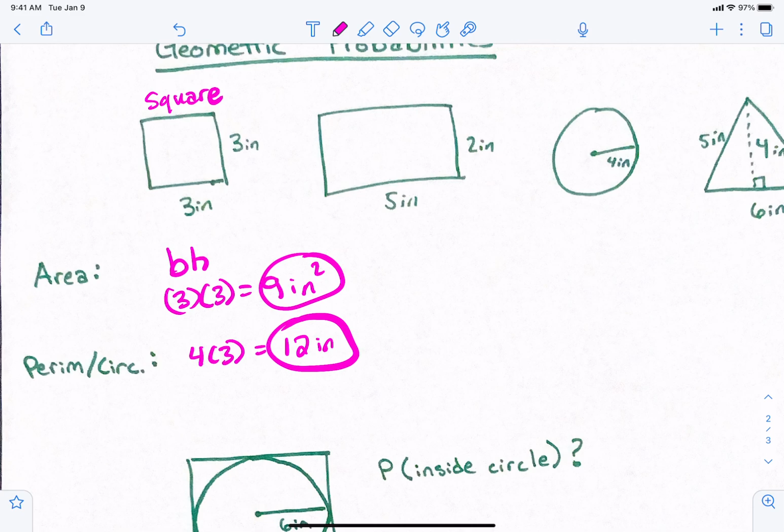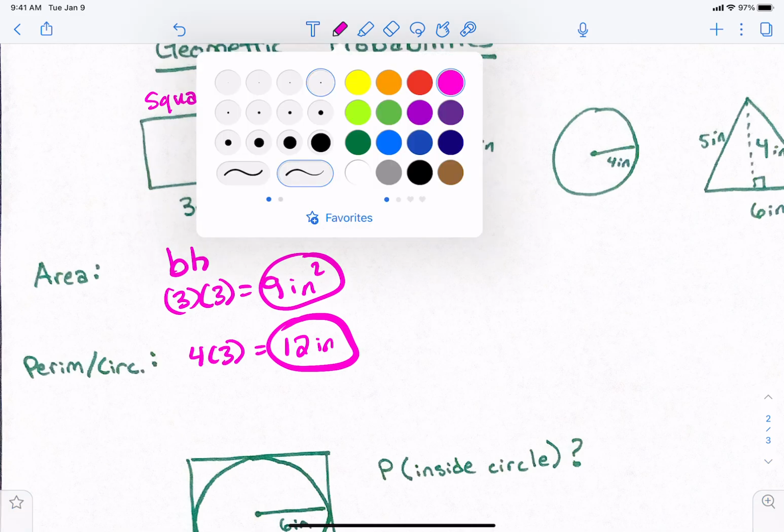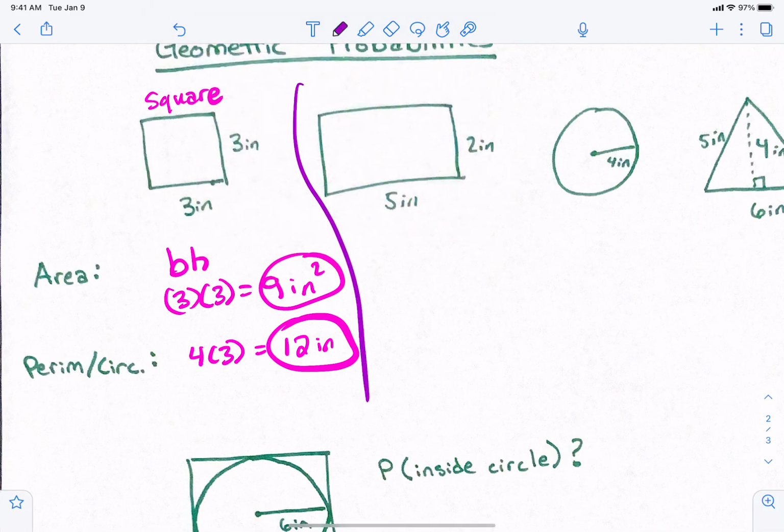Yeah? Okay. This guy is a rectangle. I'm going through this kind of fast. Are we doing okay? You're like, go faster, right?